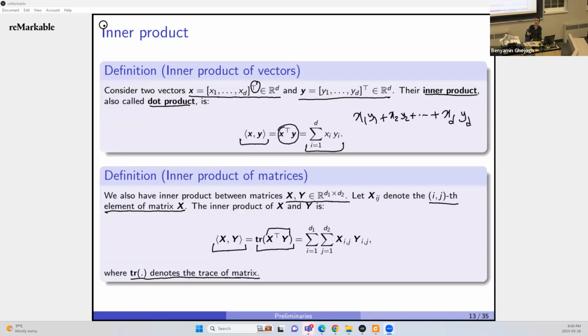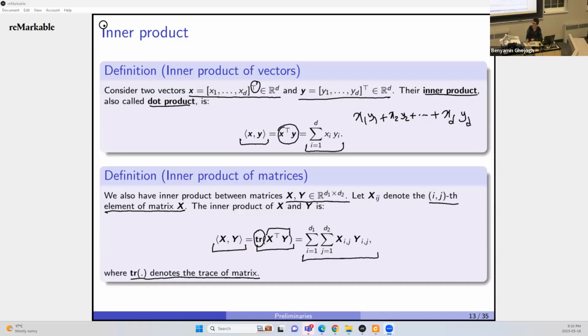Why do I need trace for inner products of matrices? Why do I need that? For vectors, we didn't have any trace. Because the output of inner product should be a scalar. X transpose y, when it is a matrix, is a matrix again. It's not a scalar. I have to make it a scalar. So I need to have the trace operator. Output of trace is a scalar.